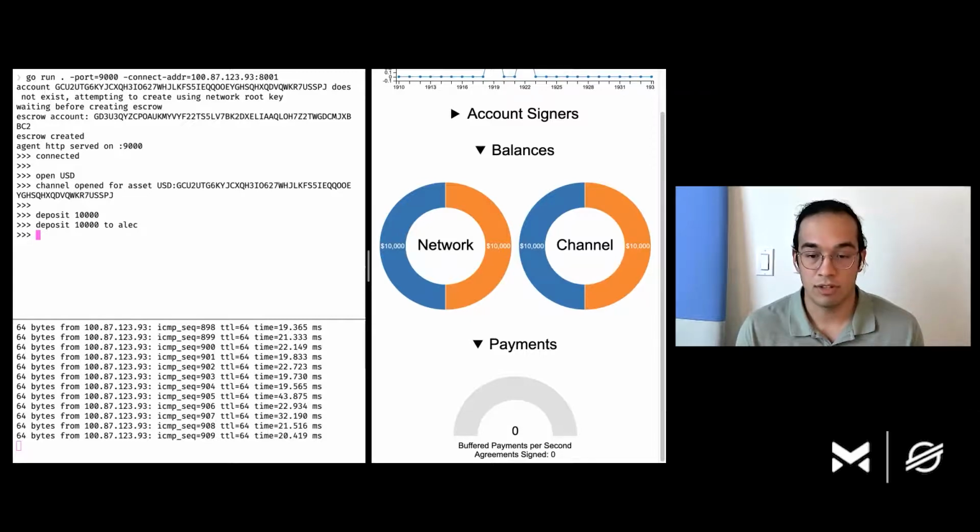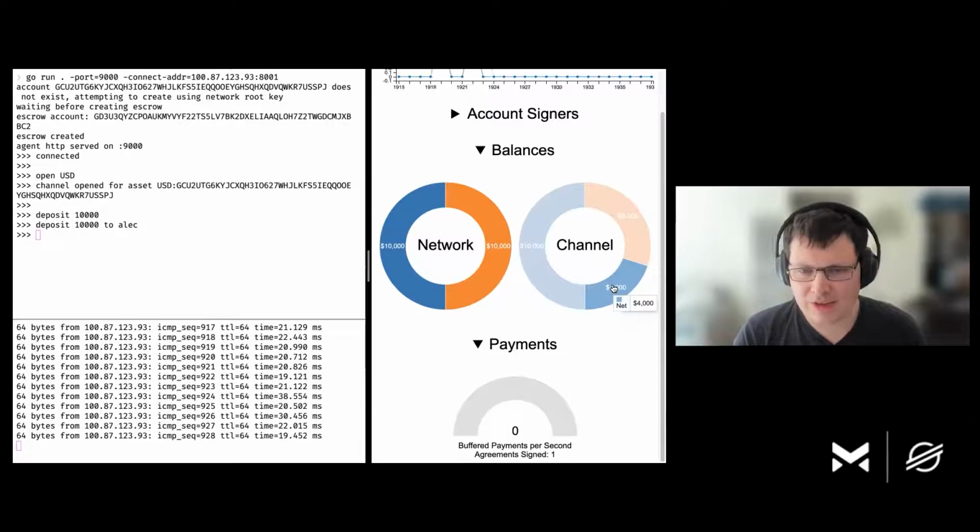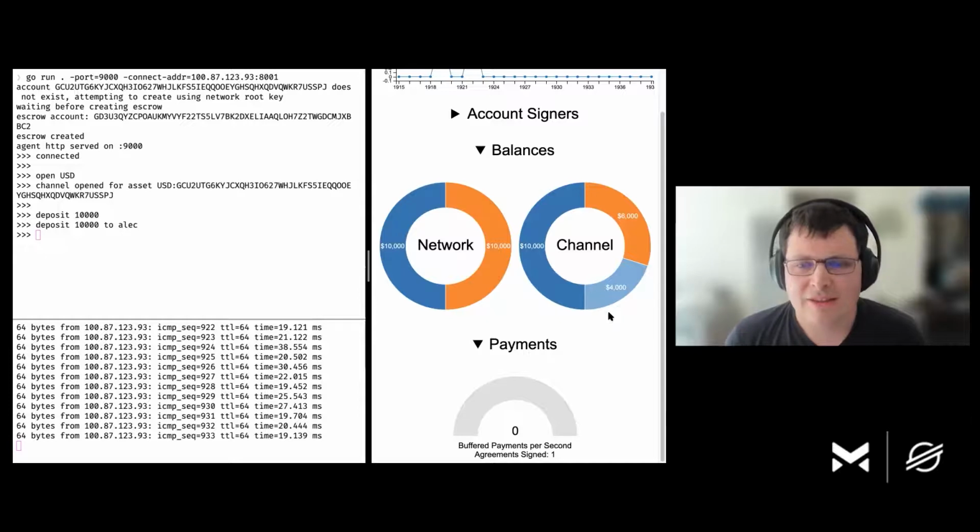Okay, so now let's do a payment using our created Starlight channel. I'm going to send Leigh $4,000 of this US dollar asset that was deposited. So on my application, I am paying Leigh $4,000. Okay, so we can see on the dashboard that the payment immediately changed the balance of the channel. The payment channel operates as a net settlement mechanism. So when Alec paid me $4,000, we updated the channel to pay me $4,000 when it closes.